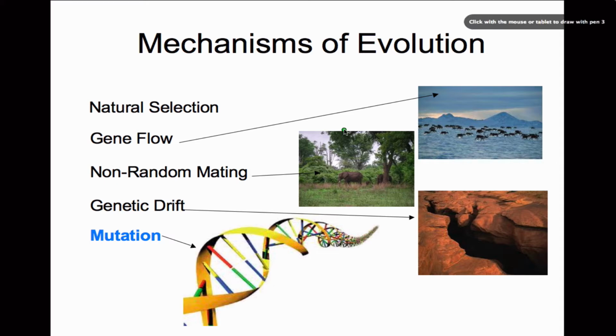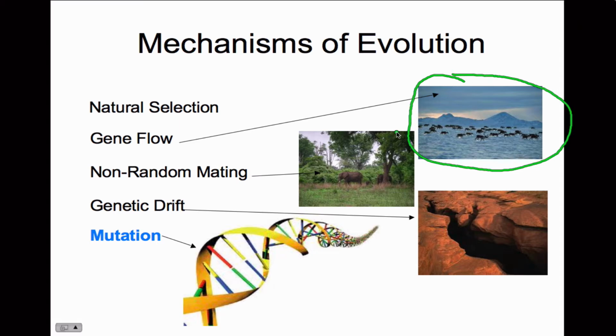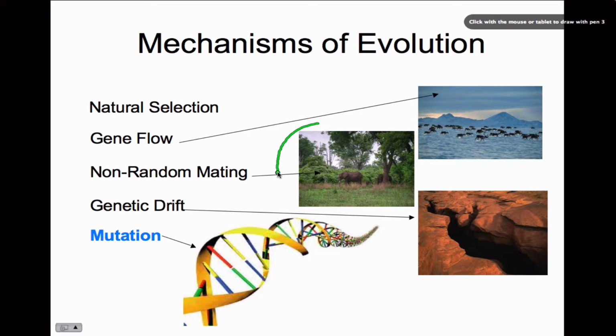And the best example of gene flow is migration. So individuals coming into a population or individuals leaving a population will change the genetics of that population. Another one is non-random mating. So in a stable population, a population that's not changing, there's a lot of choices for mates, and it's really kind of random. The individuals can choose who they mate with, but they have a large choice, a large selection to choose from.